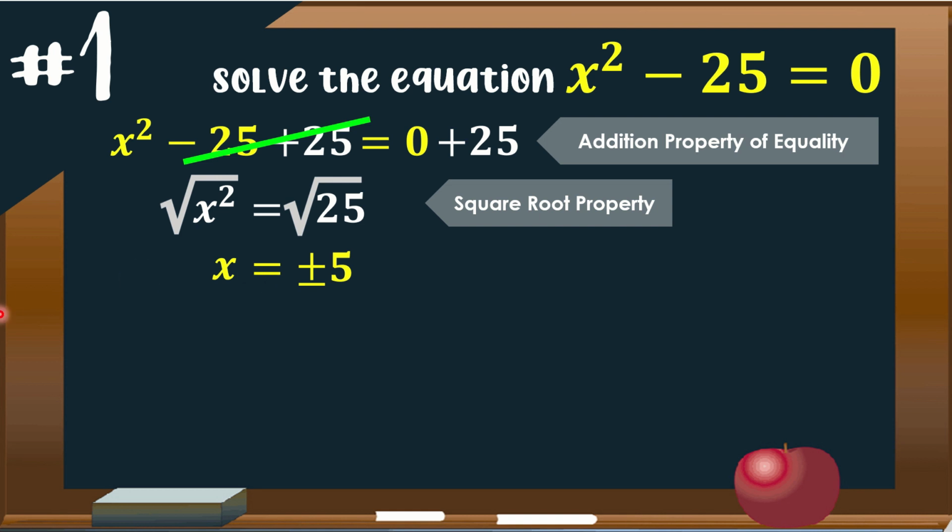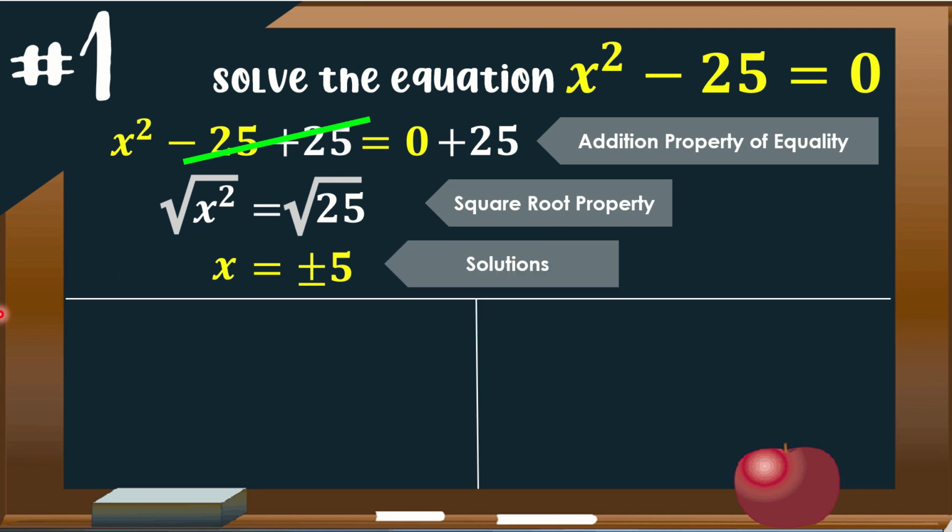Ma'am, paano po malalaman kung tama yung sagot namin? We will do the checking. If x is equal to positive 5, start tayo kay positive 5. Using the original equation, x squared minus 25 is equal to 0, we will substitute the solutions that we obtained from our first activity. So, instead of using x here, we will substitute the value of the solution. So, magiging 5 squared minus 25 is equal to 0. Ni-replace ko lang si x ng 5 kasi yan yung value ni x natin.